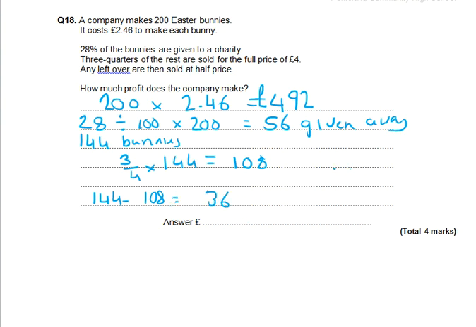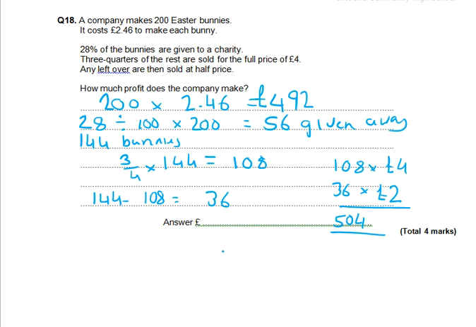Now we just need to work out the costs of this. So 108 times £4, and we get 36 at half price, £2. And we can add these together. So 108 times 4 plus 36 times 2 gives me £504. So all the bunnies that I sell come to 504.